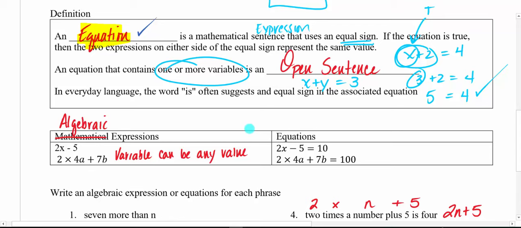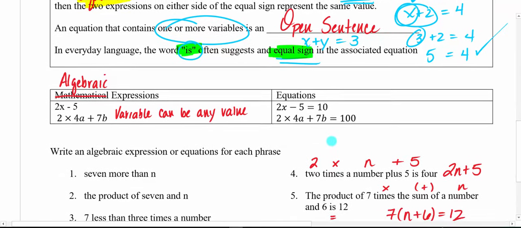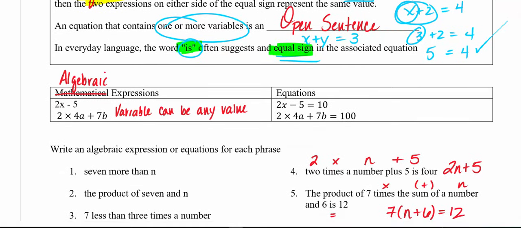Okay. A little side note here. In everyday language, the word "is" often suggests an equal sign. Go ahead and put that in your memory. That's very useful, especially for the part where we translate words into expressions or equations. It helps us identify what piece that actually is talking about. So let's see a couple quick examples.